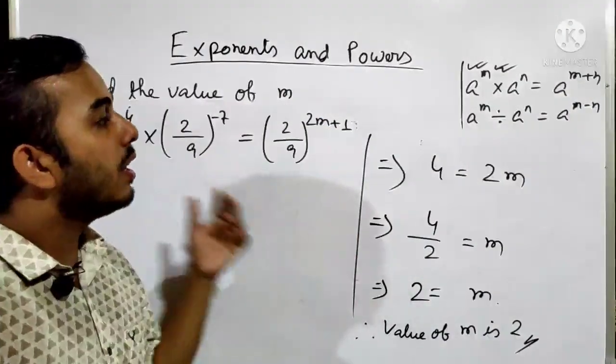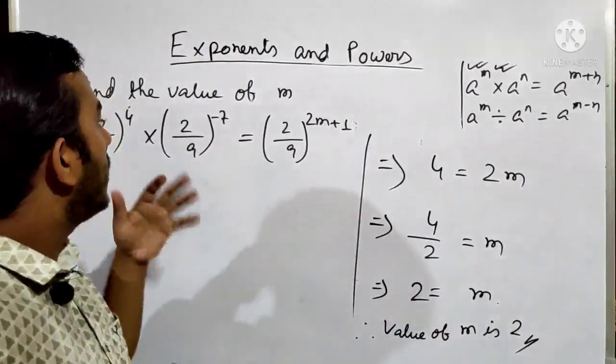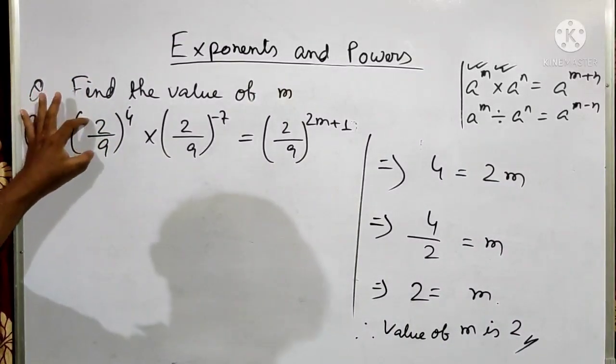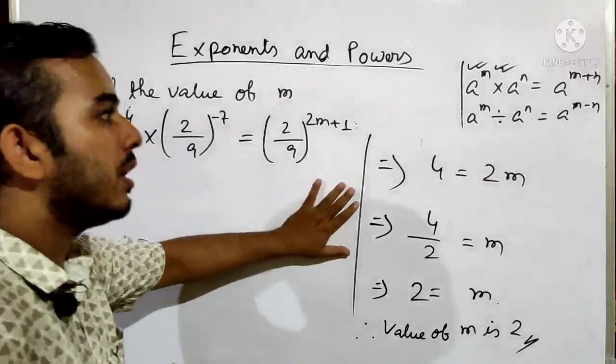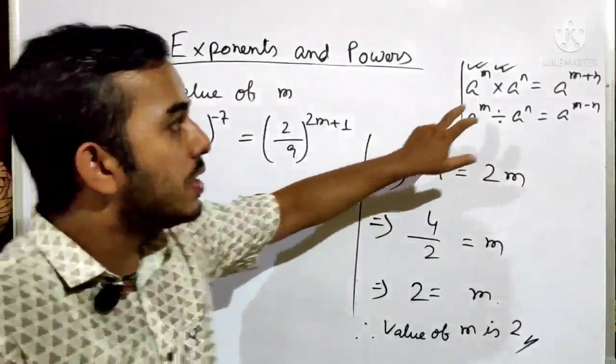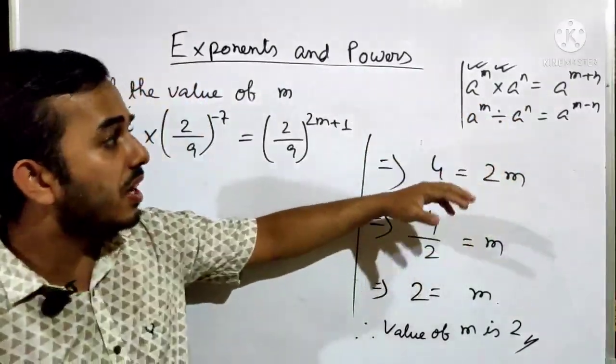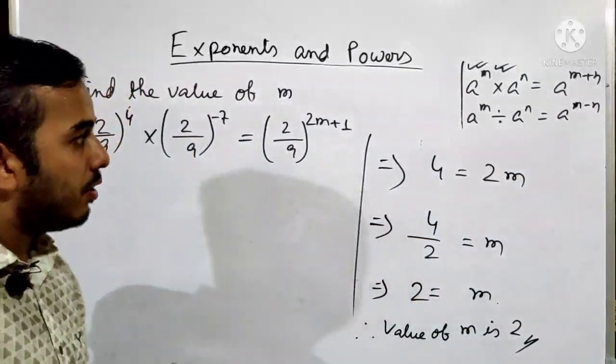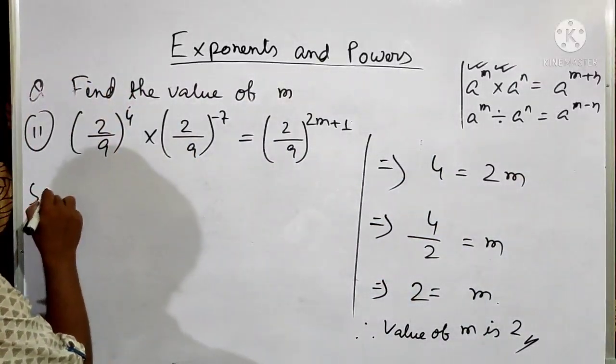Clear? So again, same way, same process, everything is same. Here a is 2 by 9. So again we will use this relation, and if needed we will also use that relation. Okay, so now let's find out the value of m. So we'll write here solution.